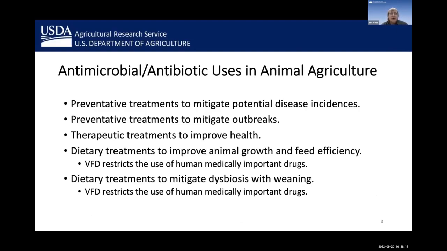When we look at antimicrobial use, there are multiple things that we historically have used it for and continue to use it for. We still have the capabilities to use it to prevent potential disease incidents. We also have it as a mechanism to mitigate outbreaks within a herd as disease is breaking. Fortunately, we still have the capabilities for therapeutic use when animals are sick with disease, to improve their health and well-being. Where the restrictions have come about has mainly to do with those uses where we need it to improve animal growth and feed efficiency. There, it is very strictly prohibited, except for a few classes of antimicrobials.